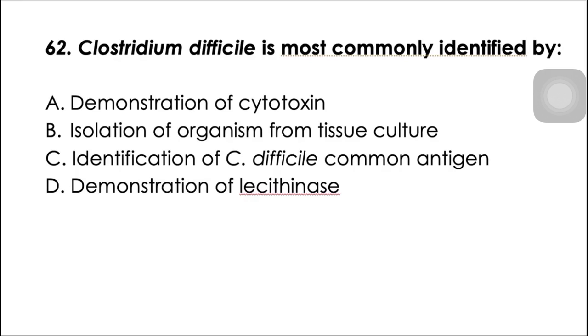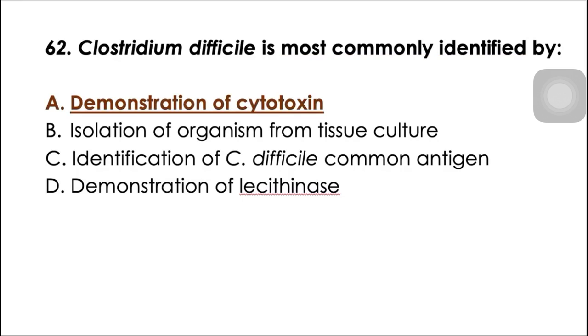Lecithinase again is a test for Clostridium perfringens, not for Clostridium difficile. So D is wrong, and B is also wrong. The best way to identify Clostridium difficile is through the identification of the toxin. So for number 62, we have letter A, demonstration of cytotoxin.